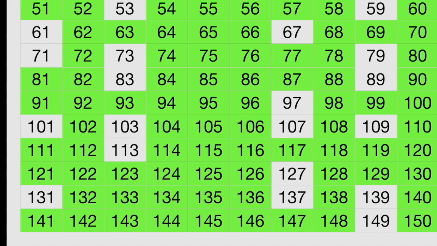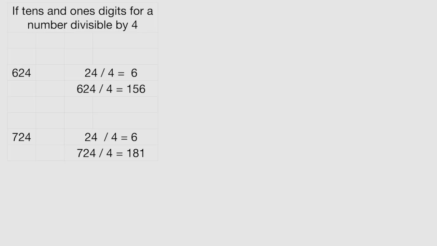Now, like I said, there's a couple other interesting rules I want to just point out. And these are rules that work all the time, and that's the rule for 4. The rule for 4 is if the tens and ones digits are divisible by 4, then the number is divisible by 4. So 24 divided by 4 is 6. The entire number, 624, is divisible by 4, equals 156. So that's kind of cool. If the last 2 digits are divisible by 4, it doesn't matter what the front digits are. Really, really cool thing to have.